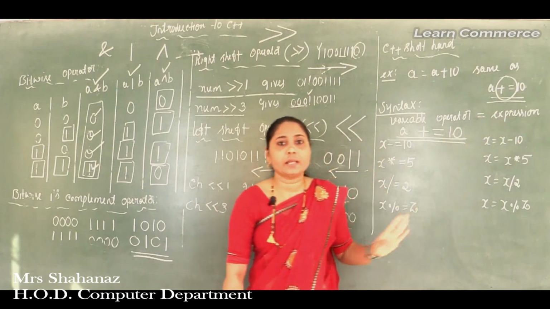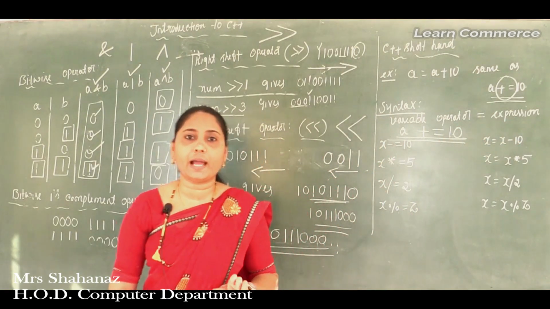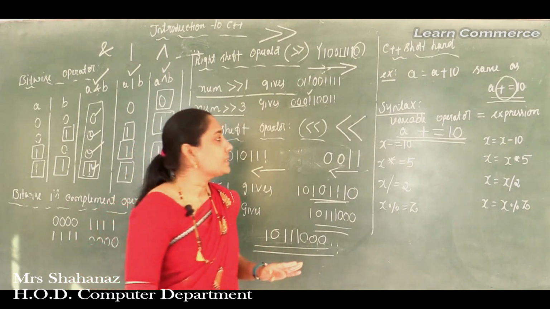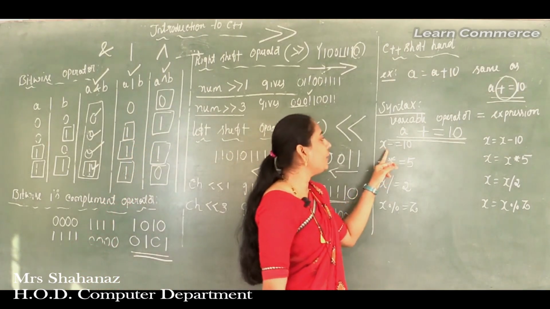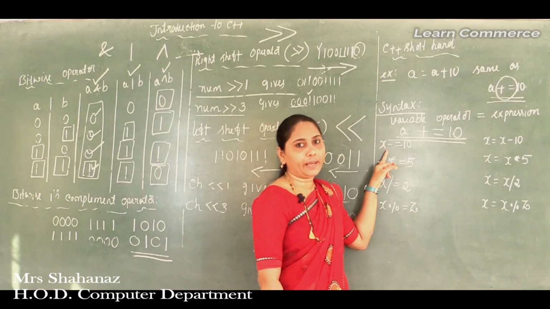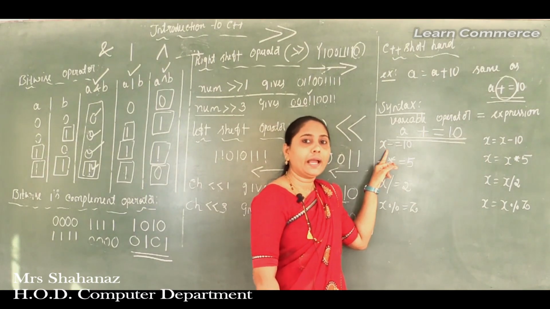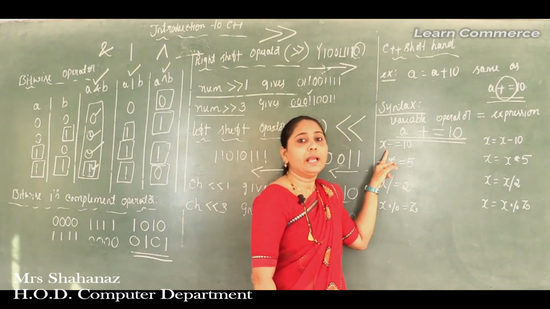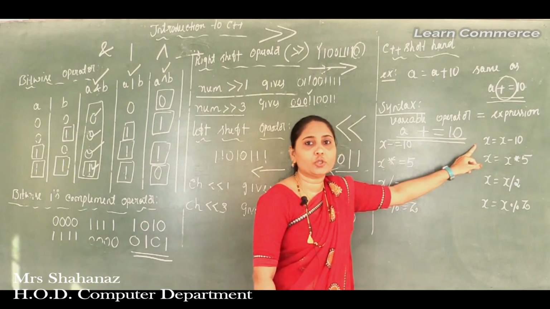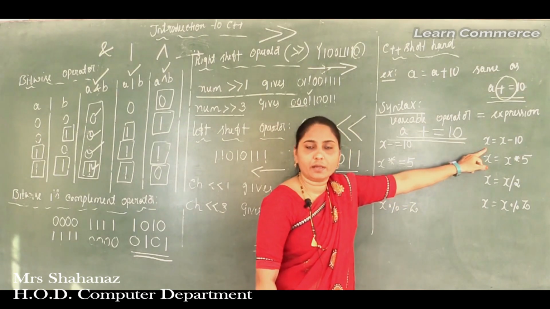Now let's look at some examples of the C++ shorthand. For example, x -= 10 is the same as x = x - 10. Clear this point?